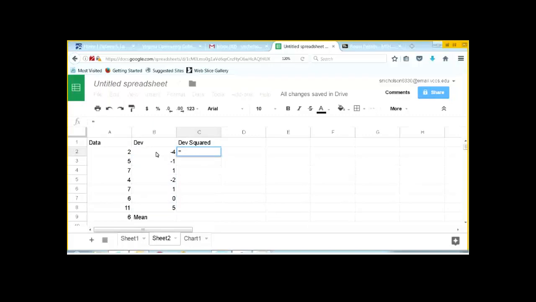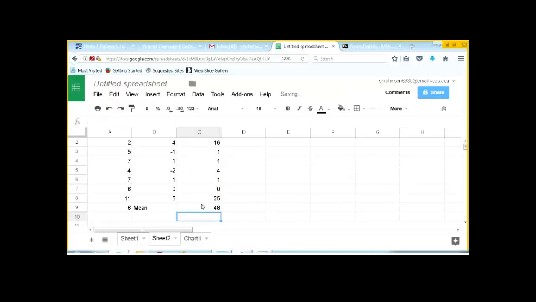And then I would square the deviations. So I'd say equals, I'd click on this cell, I'd use the little hat, and then a 2, that's for squaring it, and I should get 16, which I do. And again, once you've done the formula, you can copy that formula down, and you get all the squared deviations. And then we would add those together. So you put equals sum, which is the adding stuff together. Put a right parenthesis. I get 48, which is exactly what I got before.